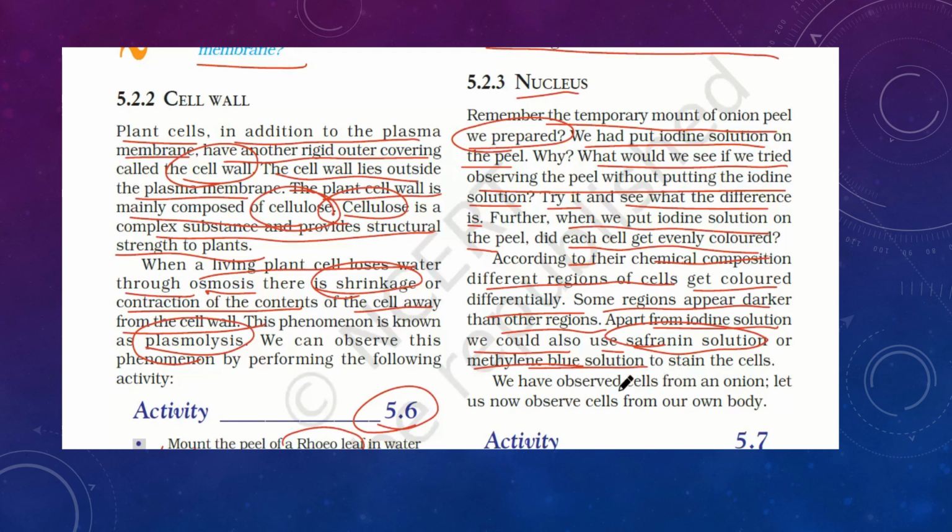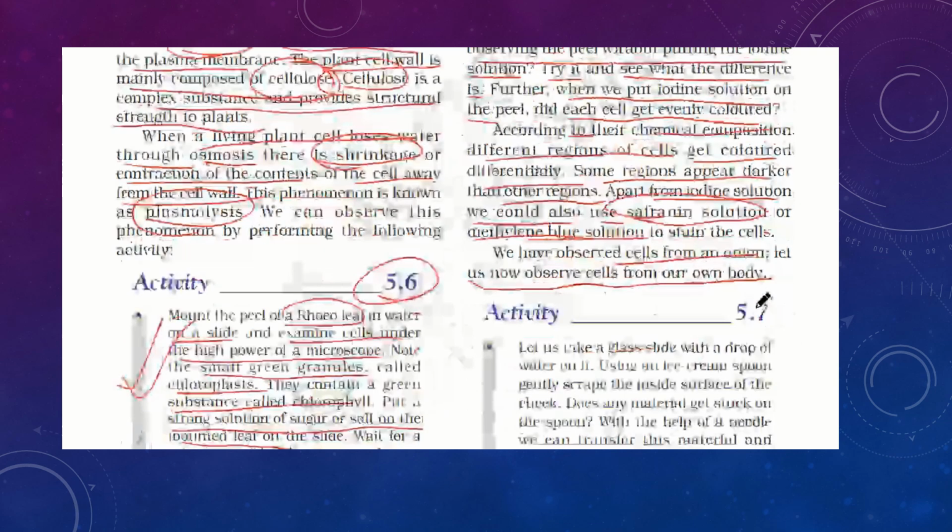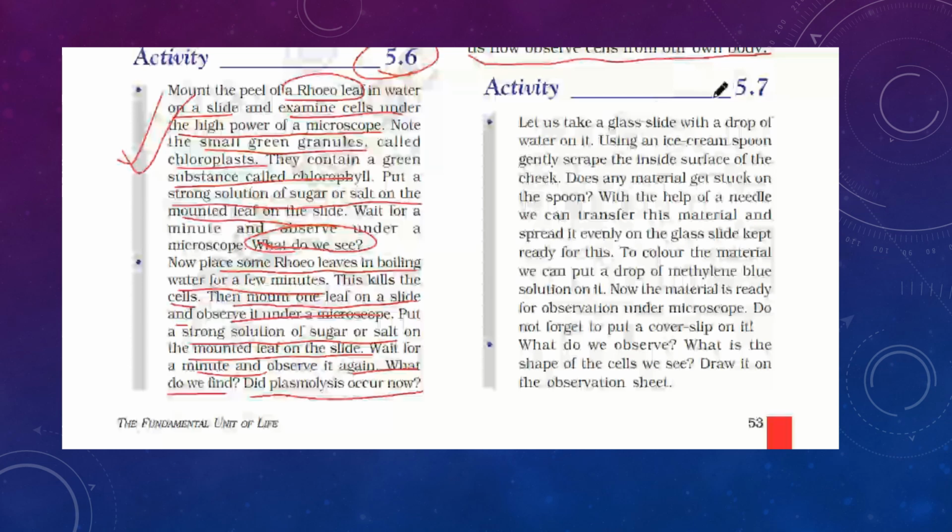We observed the cells from an onion, and now let us observe cells from our own body. We will do an activity, activity 5.7. Activity 5.6 we have discussed earlier. Let us take a glass slide. The process will be similar to what we did on onion cells, but now we will do it on our own body cells.